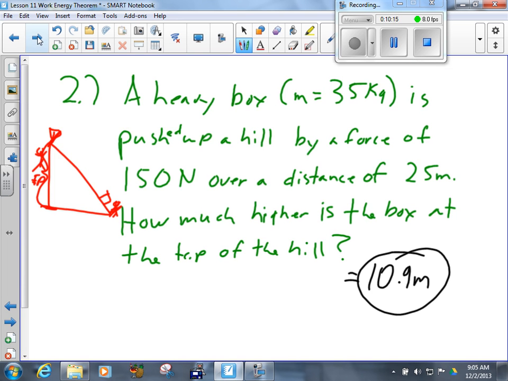All right. I want you to try this one. We talked about this on Friday, and we talked about how lifting something to the top of a ramp is no different than pushing it up the ramp in terms of the amount of work that is done. So I want you guys to see if you can figure out the height of this ramp using the work energy theorem.